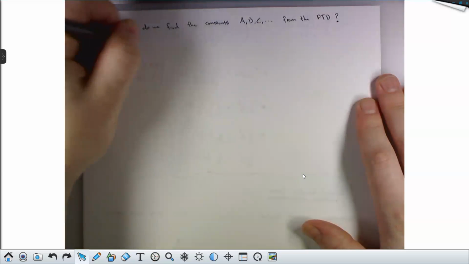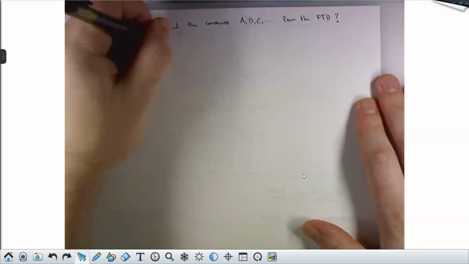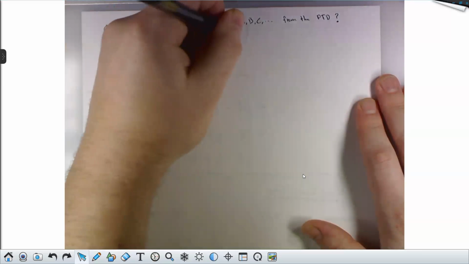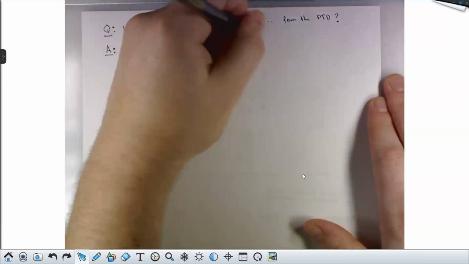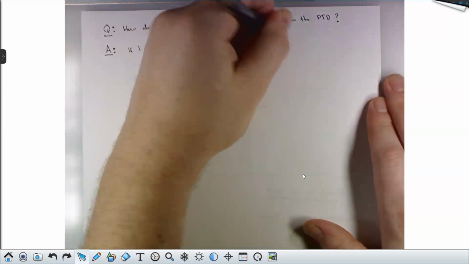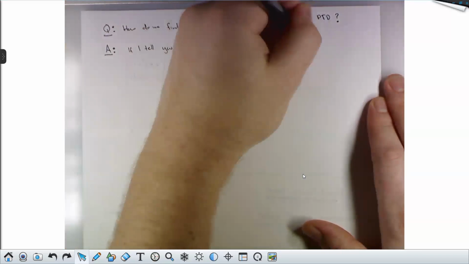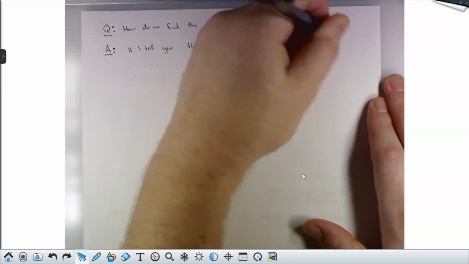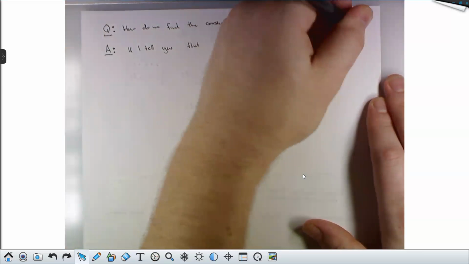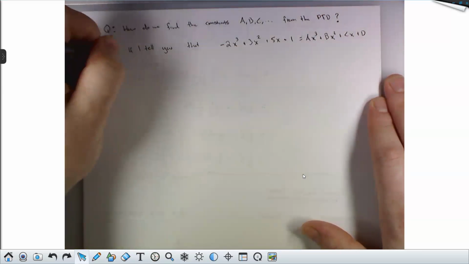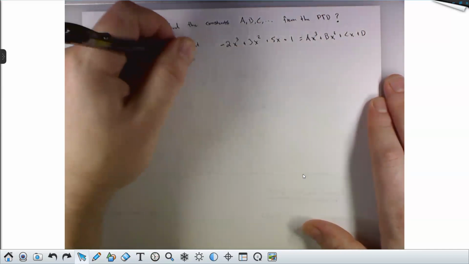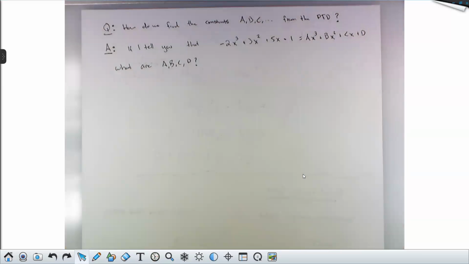If I tell you that negative 2x cubed plus 3x squared plus 5x minus 1 is equal to a x cubed plus b x squared plus cx plus d, what are a, b, c, and d? And I really want an answer here, so who can help me with this?